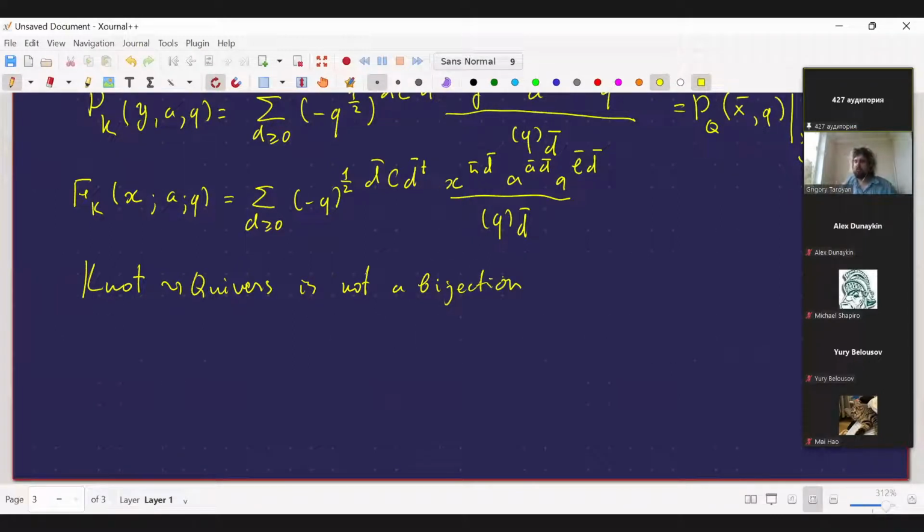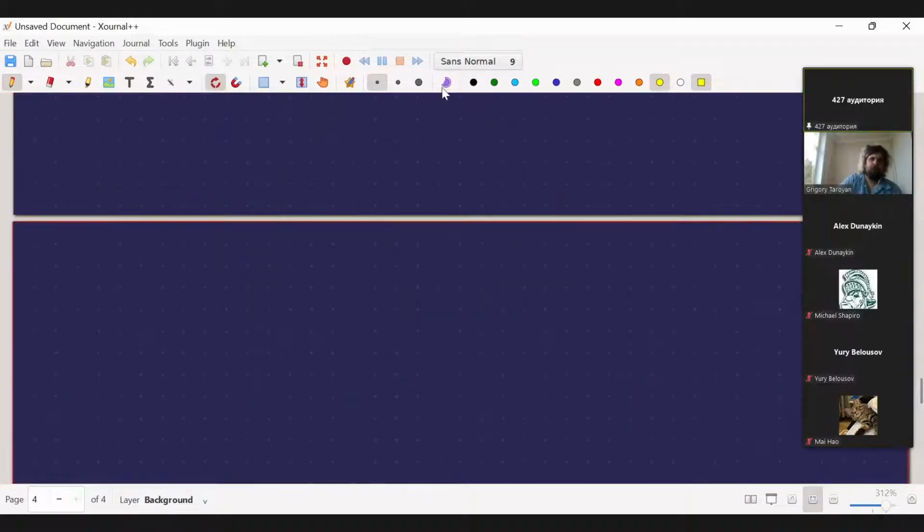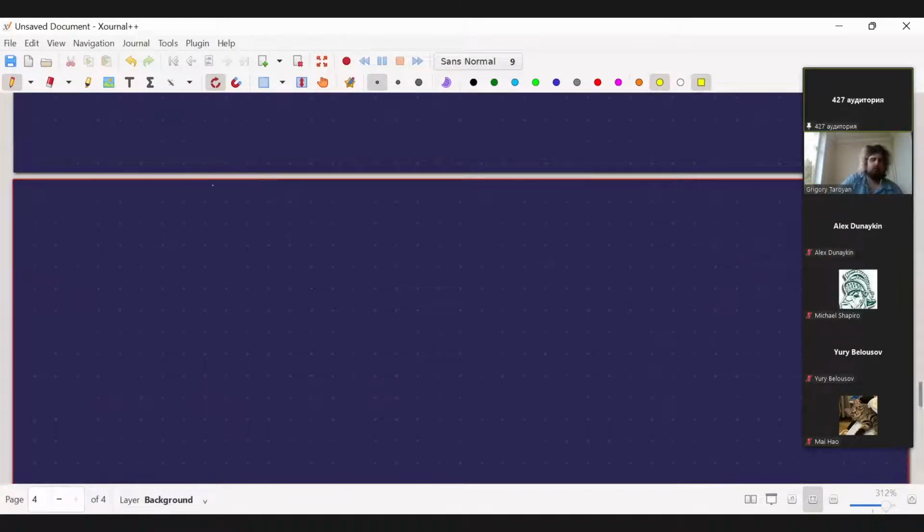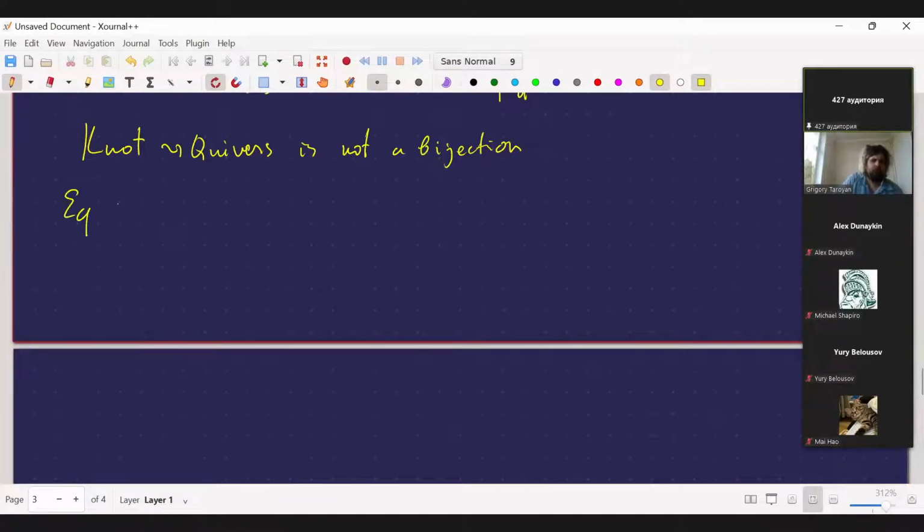And so there are operations on quivers which produce equivalent quivers, which correspond to one knot, or equivalently, they produce the same polynomial. So let me describe these operations. Equivalent quivers. So let me draw some quiver.